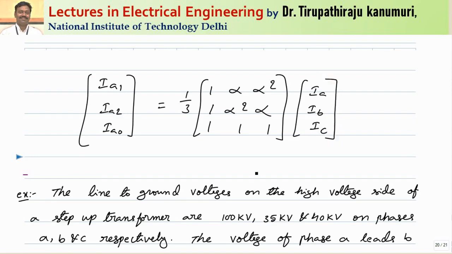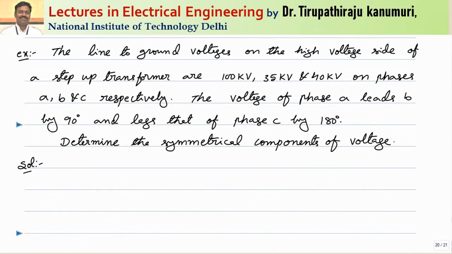To understand this concept completely, I am taking one example. The line to ground voltages on the high voltage side of a step-up transformer are 100 kV, 35 kV and 40 kV on phases A, B and C respectively. I am noting down the data simultaneously as I read. So Va is given as 100, Vb is given as 35, and the value of Vc is given as 40 kV. They are in kilovolts.